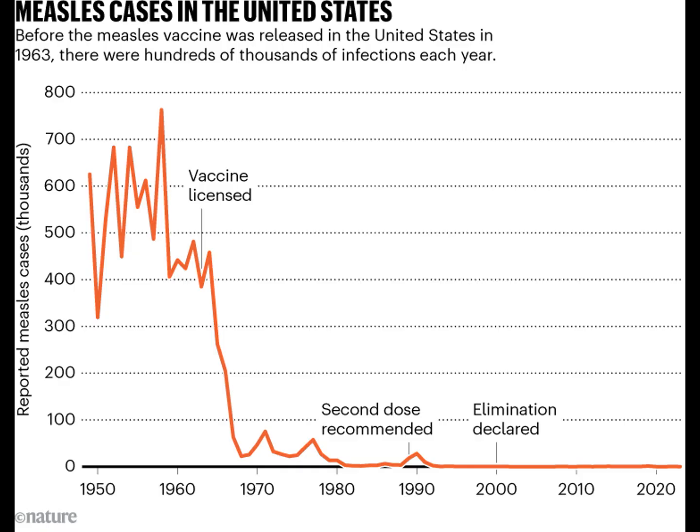Just after 1980, we can see that it looks like it's been eradicated, but just before 1990, it started increasing again. This is when the United States suggested that people get a second vaccine for measles. We can see just after that in the United States, measles was eradicated completely.